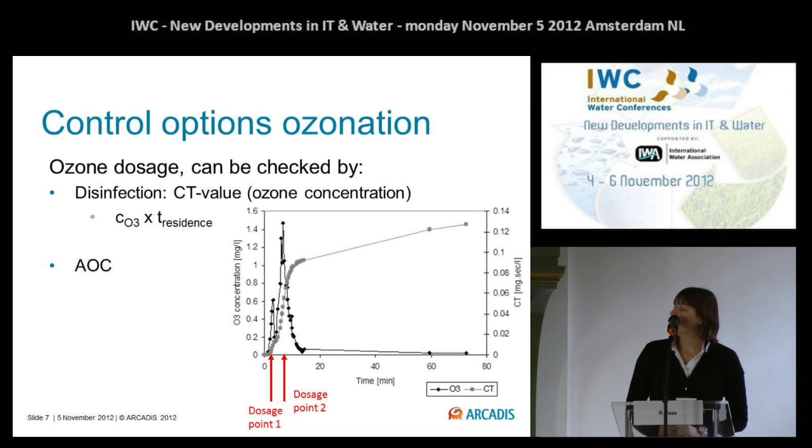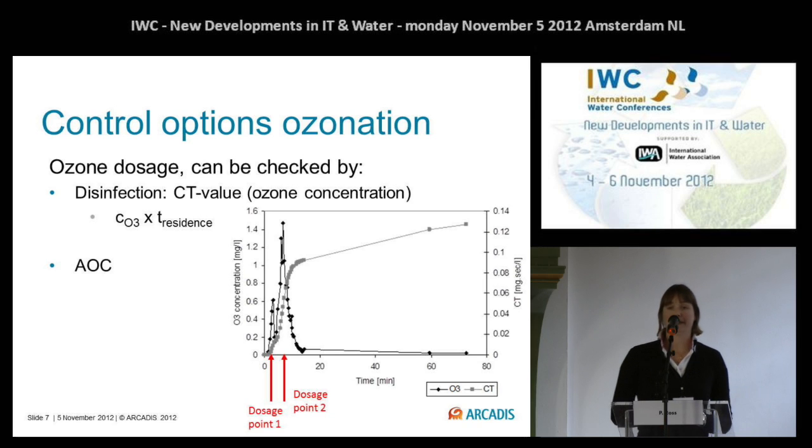In this graph, what you can see is, in black, the ozone concentration in water and 2 dosage points. Therefore, you see the concentration going up. And then as a cumulative parameter next to that, you can see the CT concentration being calculated.